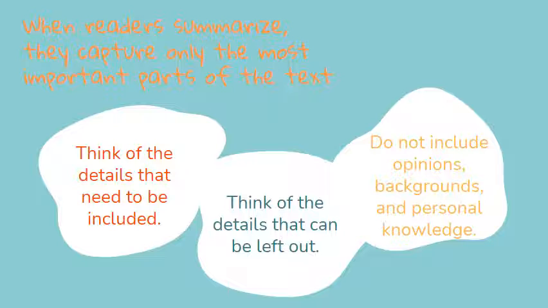So to summarize well, you have to find out the details that should be included, that you cannot remove, because if you remove them they will affect the main idea. Then you have to think of the details that you have to throw aside. They should not be included at all, because if we remove them they do not affect the meaning or the main idea. And you have to pay attention that you should not include your opinion, should not add new backgrounds or personal knowledge. Okay, pay attention to these 3 things whenever you are summarizing.